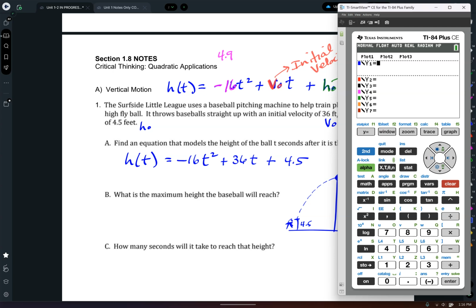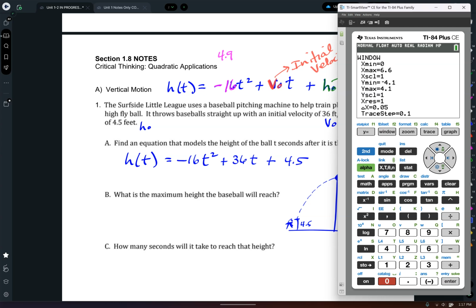I could put in that equation, that negative 16x squared plus 36x plus 4.5. And now for my window, I want to think about this. Remember, x is my t, and so that's the time. So I don't need any negative numbers because we don't have negative time. We're not going back in time, right? So my x could start at 0, or the x-axis. And then for the x max, that's going to be how much time it takes.